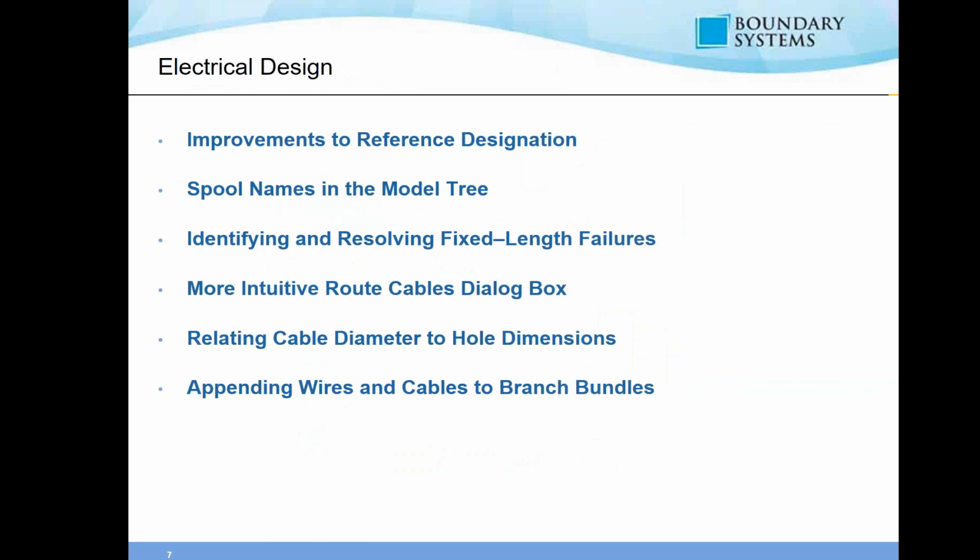Okay, so let's jump into the cabling extension, the electrical design portion of the webinar. Here's a list of the improvements that I found with the cabling package: improvements with the reference designation, spool names, also fixed length failures. The route cable dialog box has been improved. Also, making relations for your cabling so that it can change if it's going through, in this case, a hole diameter. And then also changing your cables. You can put them in and out of bundles as we need to now.